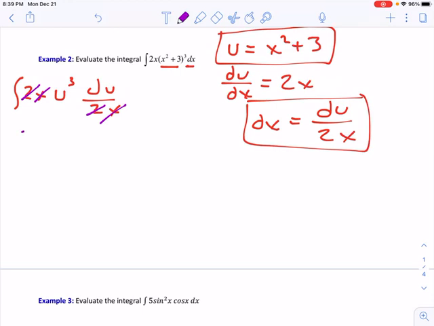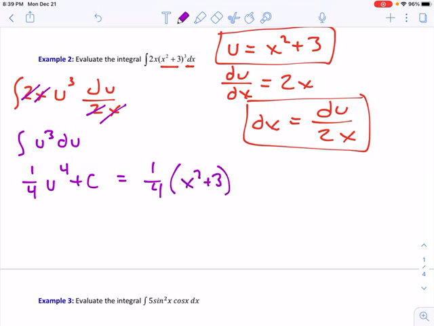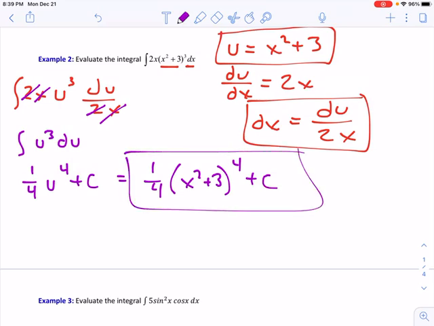And so we have the integral of u cubed du, and once again, we can now use the power rule for antiderivatives. So we have 1/4 u to the 4th plus c, which is 1/4 times x squared plus 3 to the 4th power plus c. And there is our solution.